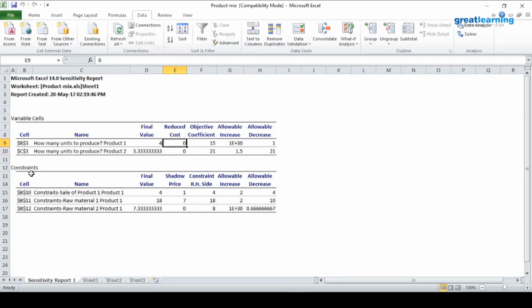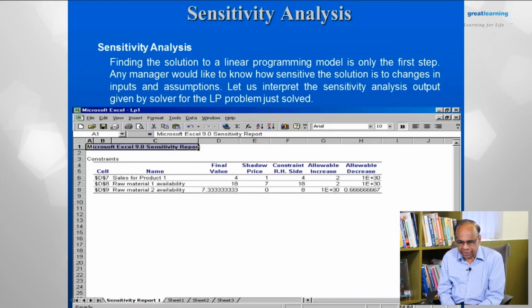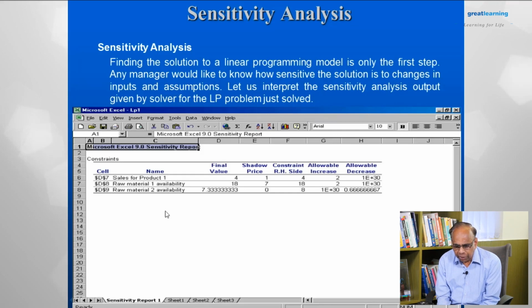Let us now look at the bottom part here. This bottom part gives me the final value, shadow price, constraints on the right hand side, allowable increase, allowable decrease. So let me go back. I have captured this in the PowerPoint slide and then we illustrate this. It says, let me look at sales product 1. Sales for product 1.